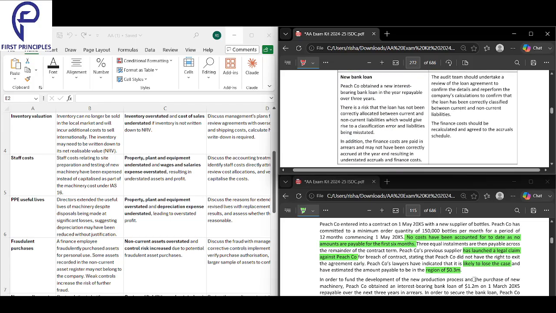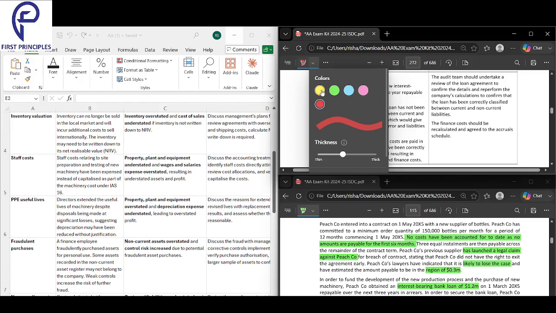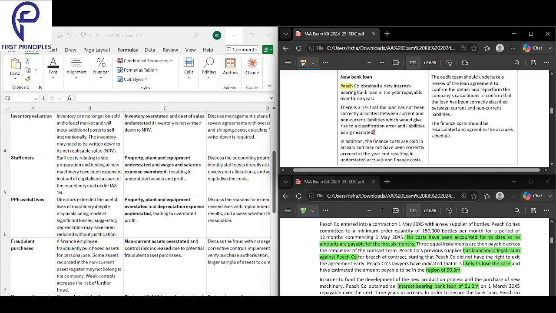Next, you have taken a new bank loan, right? You have taken a new loan of 1.2 million that you will pay over the next 3 years. So you should classify it between current liabilities and non-current liabilities. Whenever you take a new loan, what is the risk? You have to classify it between current and non-current liabilities.